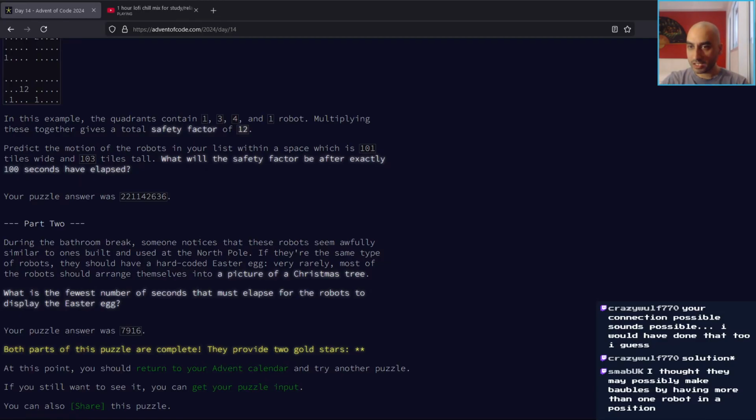I thought they may possibly make baubles by having more than one robot in a position. Oh, interesting, yeah. Add weight to the baubles.